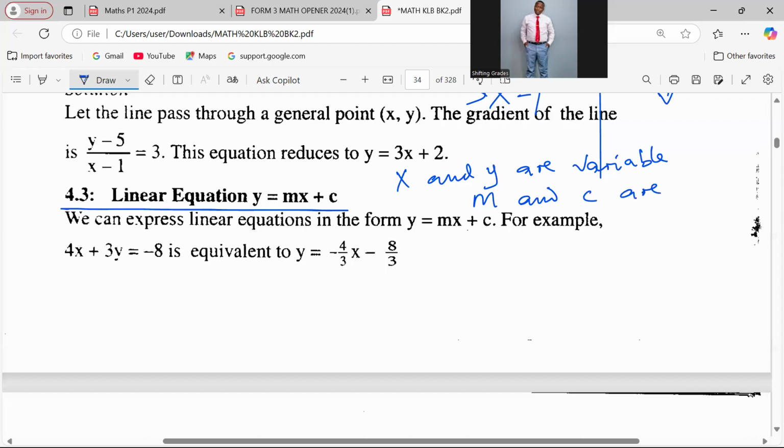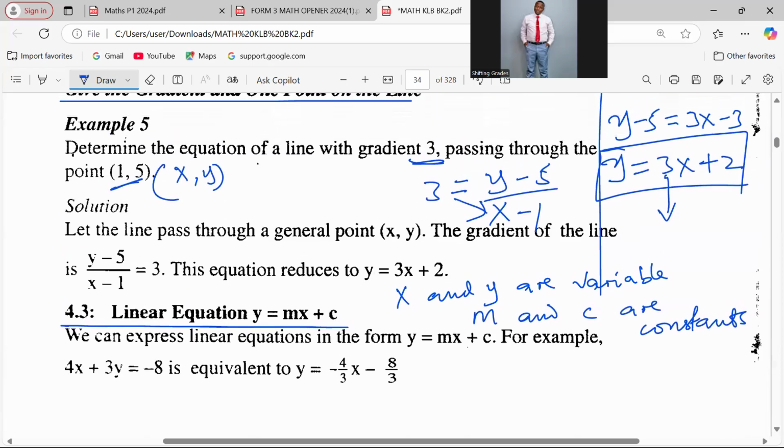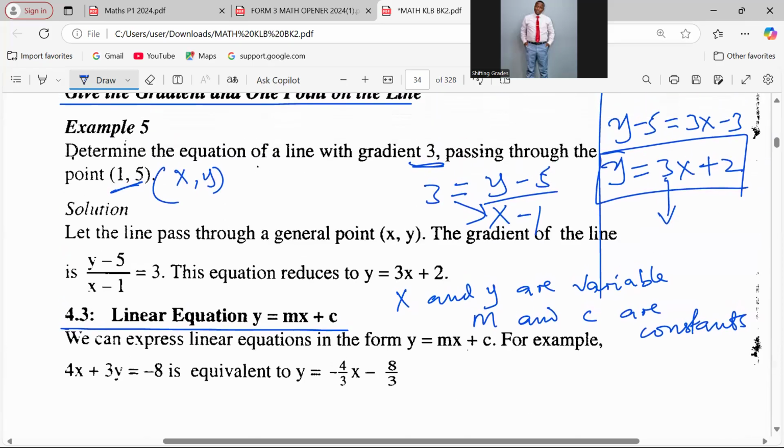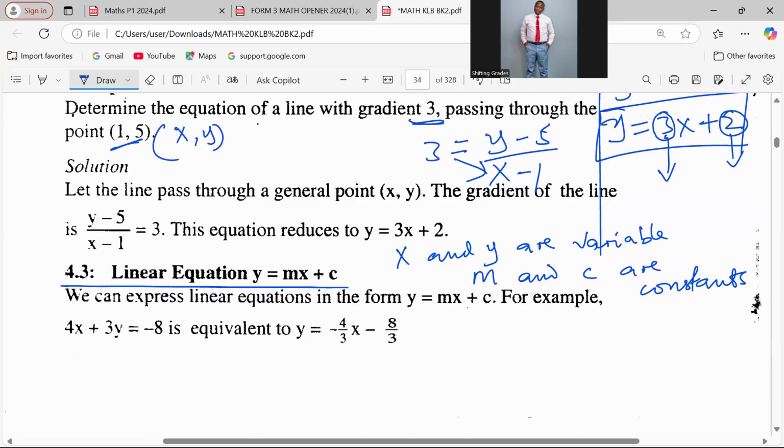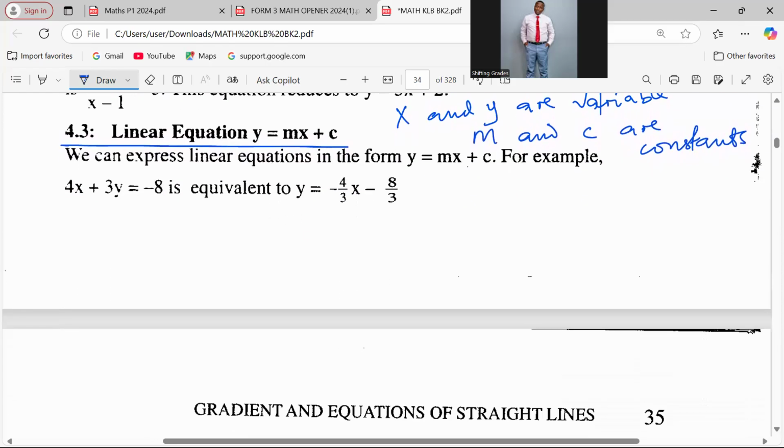These ones are constants. They don't change. M and C are constants. Therefore, in the equation up here, for that particular equation, the value of 3 does not change. It remains a constant. The value of 2 does not change. It remains 2. So what are these constants generally?